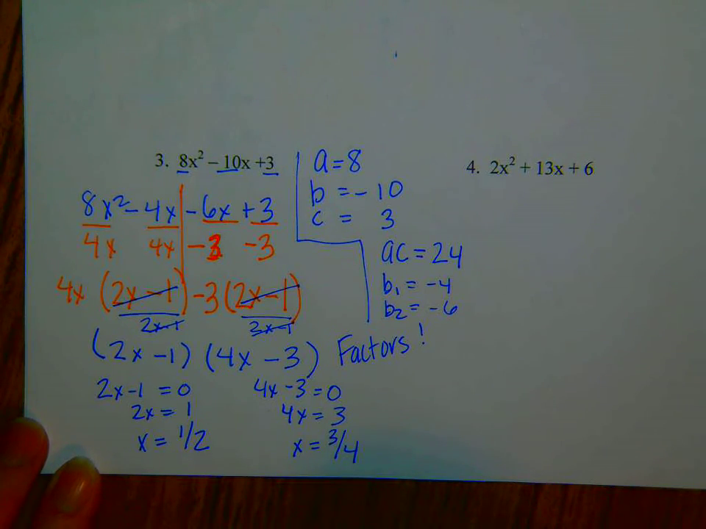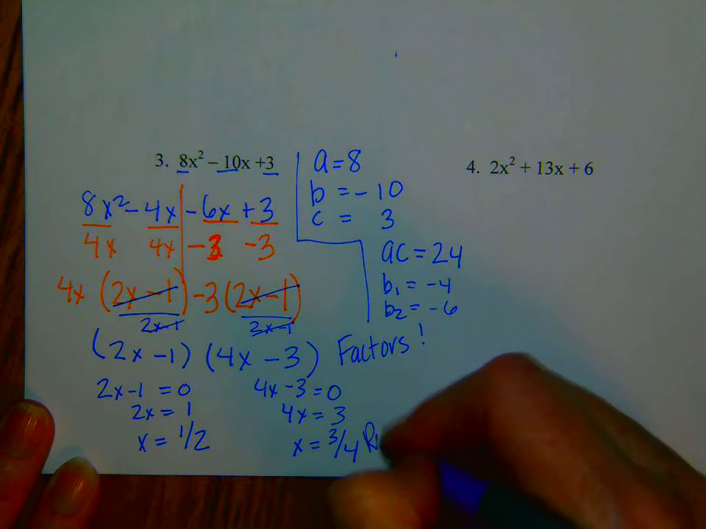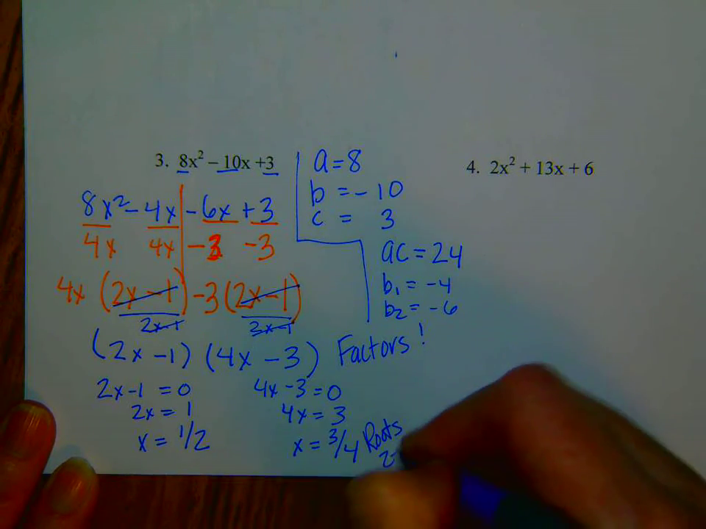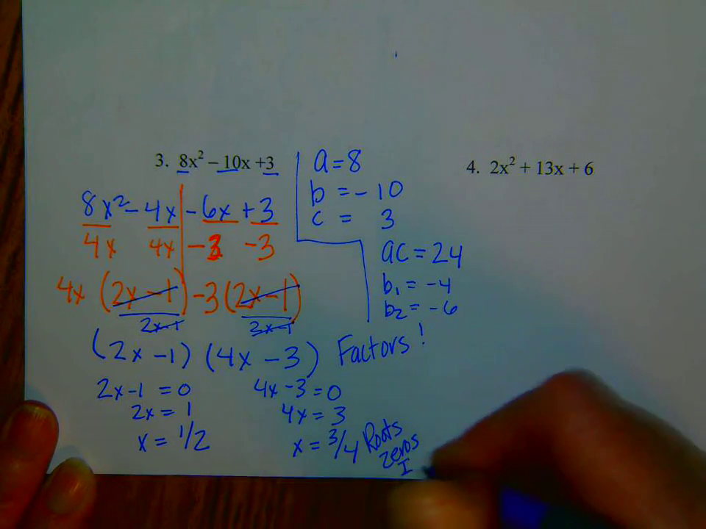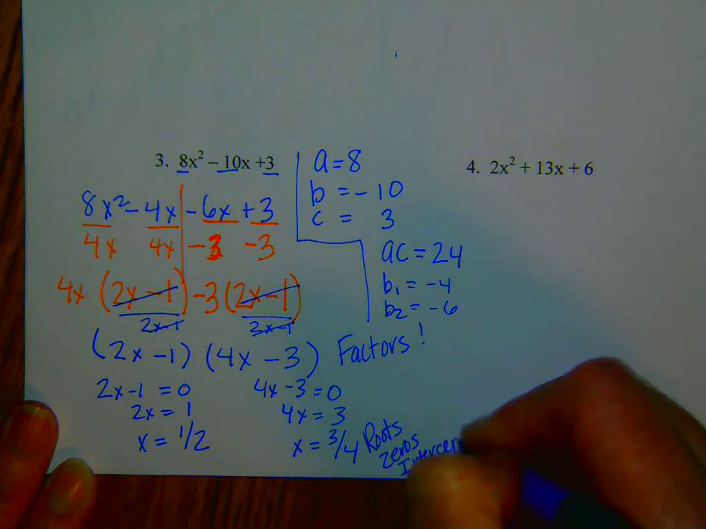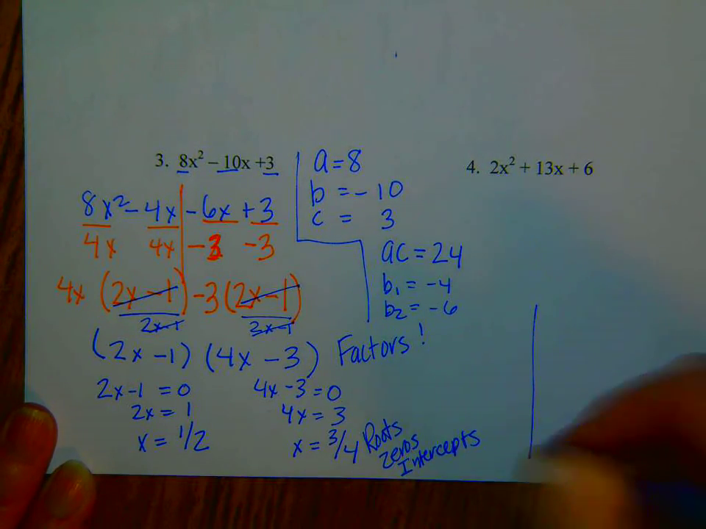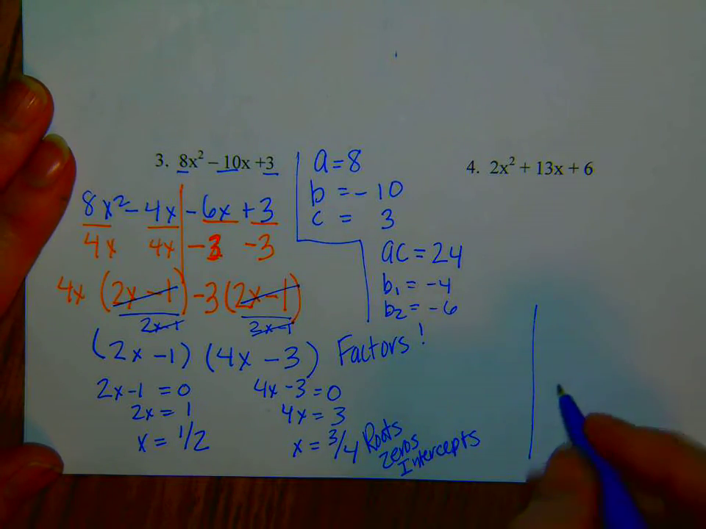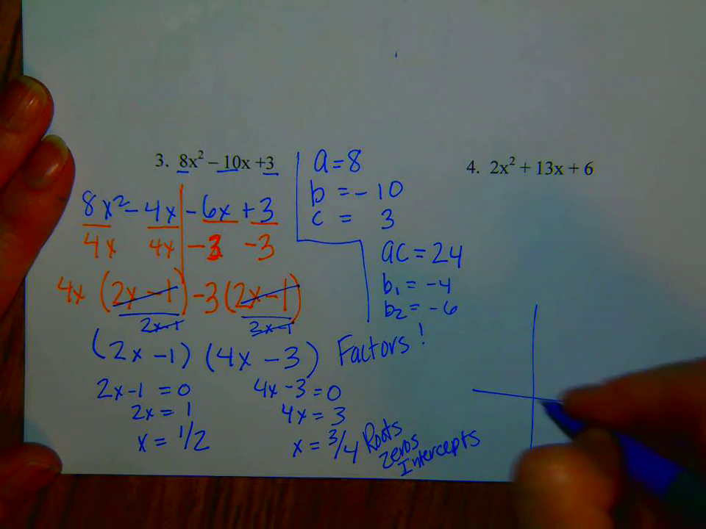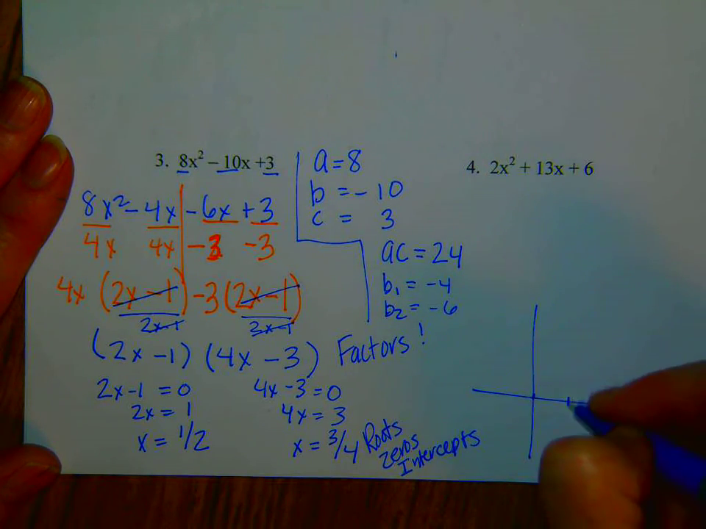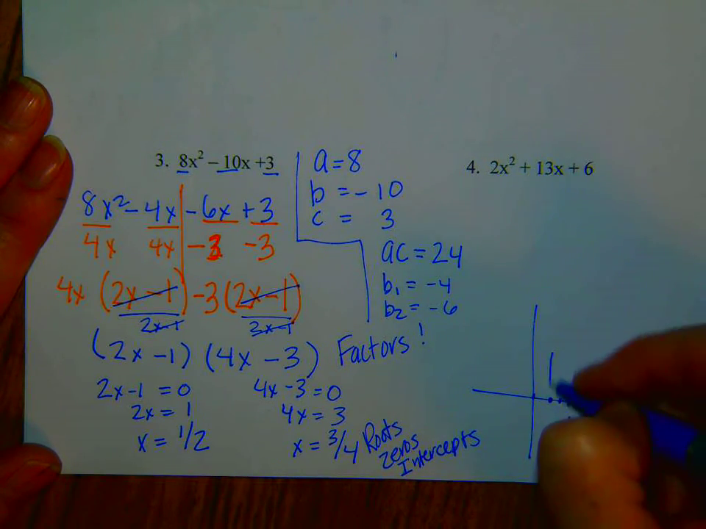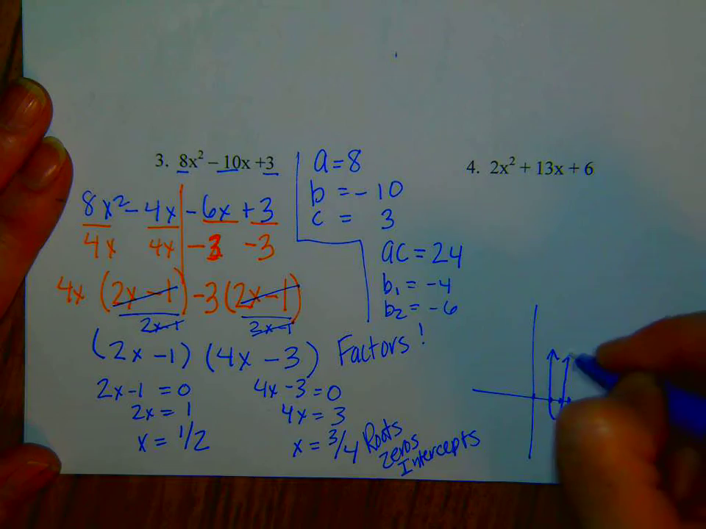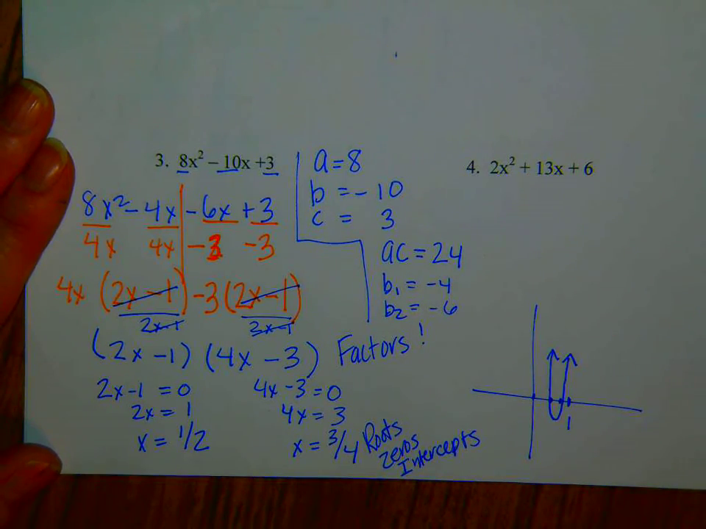So those are my roots, my zeros, my intercepts. Those are all names of the same thing. And what that means is that I have a graph. I know it's facing upward because A is positive. Wow, this is a very skinny graph. And what this means is between 0 and 1, at 1/2 and 3/4 are where this parabola hits the x-axis. So that's what those roots are telling me.